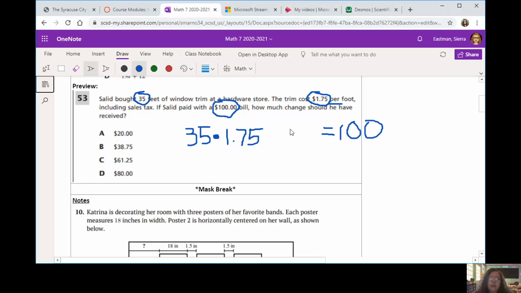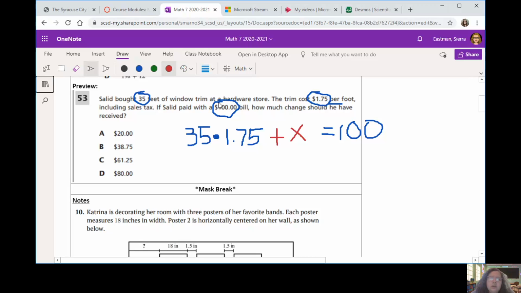But there's some amount missing. I left a space here because he's supposed to get change back. So he kind of paid extra. He paid some amount extra. I'm going to use that as X. This is one way that I could have set this up.